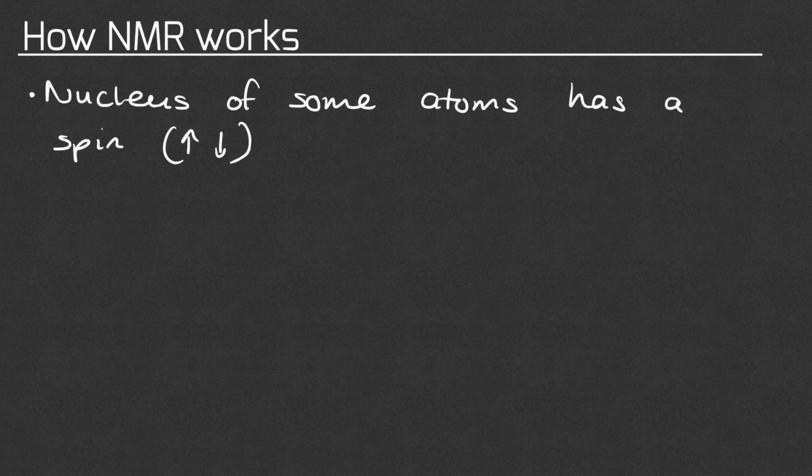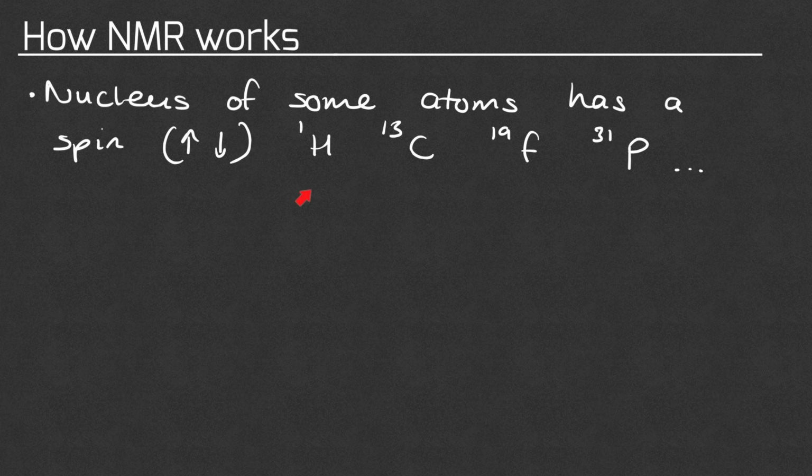The nucleus of some atoms have a spin, so the nucleus overall can either be spinning up or spinning down. The atoms which have a spin are those with the odd number of nucleons, and a nucleon is just a way of saying a proton or a neutron. In this case, it doesn't matter whether it's a proton or a neutron. So if we have an odd mass number, it means we have an odd number of protons and neutrons in the nucleus, and therefore, overall, there will be a spin of that nucleus.